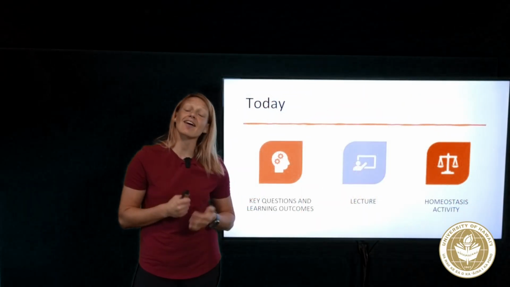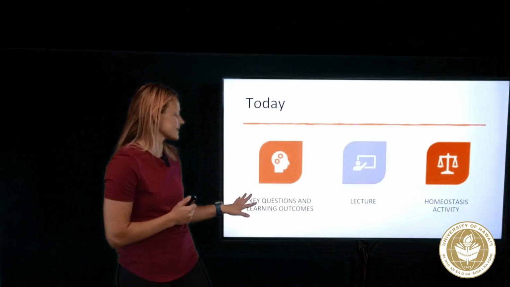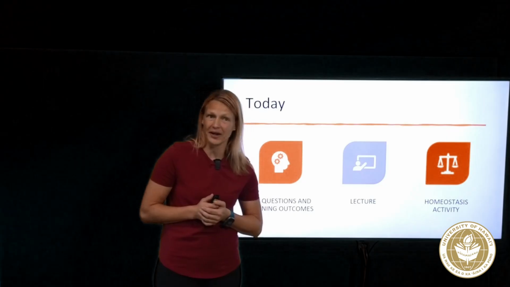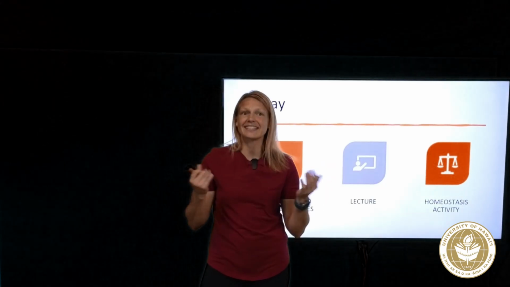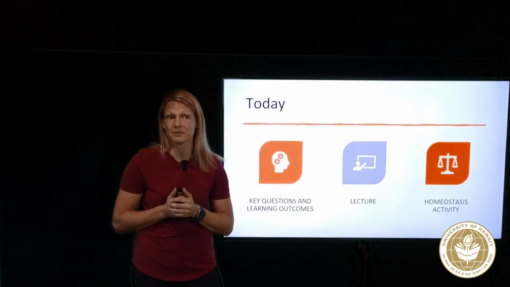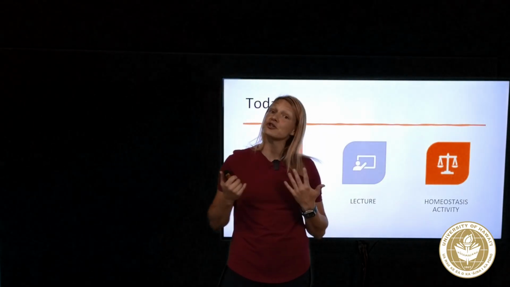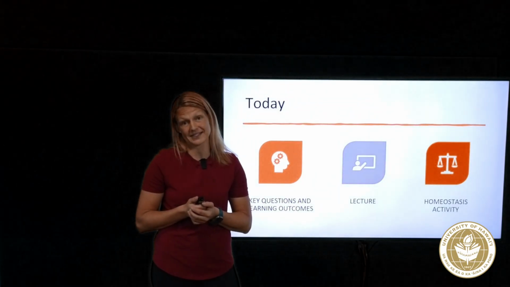So this slide covers the outline for today's lecture. We're going to begin by discussing the key questions and then learning outcomes for Chapter 1A. Then we will have, of course, this lecture to talk about the content that is covered in the first part of Chapter 1. And then we will end by going over some of the information you need to complete the second part of the homeostasis activity.